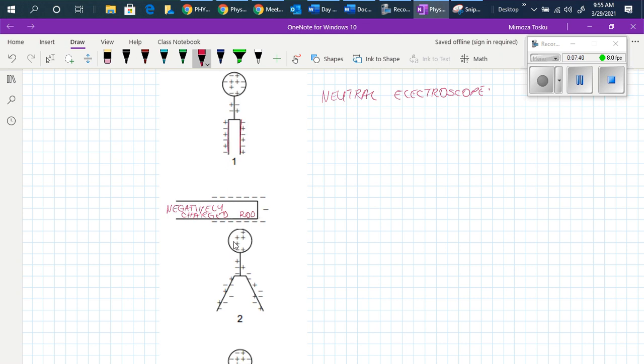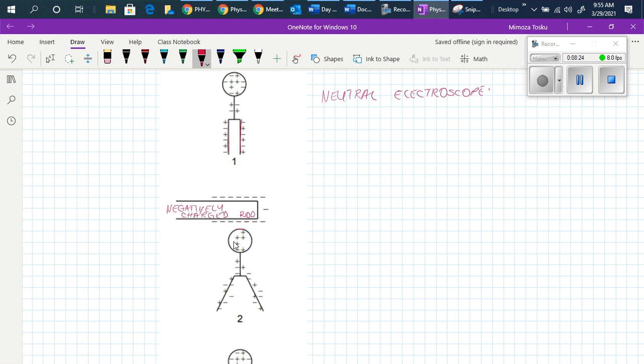We see that it is negatively charged because the majority, and in this case all of them, are negative charges. So what is happening now? We put the negatively charged rod near the knob of the electroscope, and based on the general law of charges, this negatively charged rod will attract positive charges, pushing away the negatively charged particles in the electroscope.